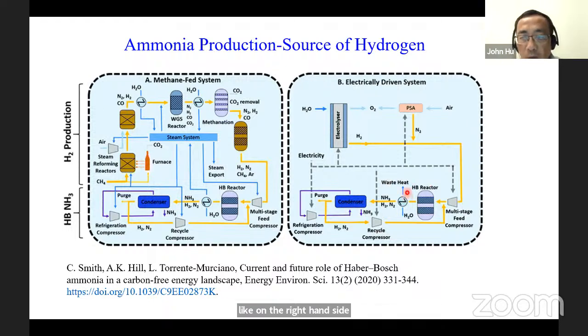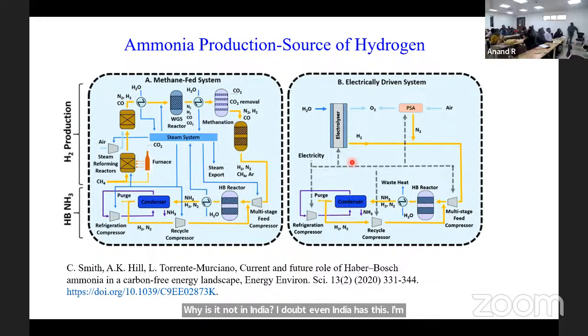I'm asking a question. Why? It looks pretty simple, all right? So electrolysis, PSA. PSA means pressure swing adsorption. You can do the separation and then have nitrogen and hydrogen from electrolysis, and feed it. It's so simple, much simpler than steam reforming of natural gas. Why is it not in the United States today? Why is it not in India? I doubt even India has this. I'm talking about reasonable industrial scale, like maybe 200 or 500 tons per day. Can anybody tell me why?